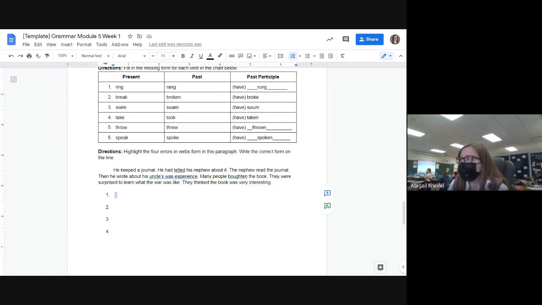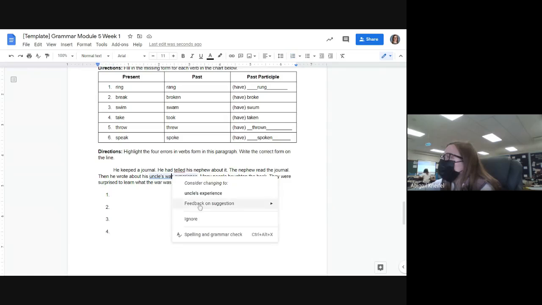So I'm going to read it all to you, and then we're going to find the errors. He keeps it a journal. He had told his nephew about it. The nephew read the journal. Then he wrote about his uncle's was experience. Many people bought in the book. They were surprised to learn what the war was like. They thinked the book was very interesting. It was not supposed to have was in the middle there.